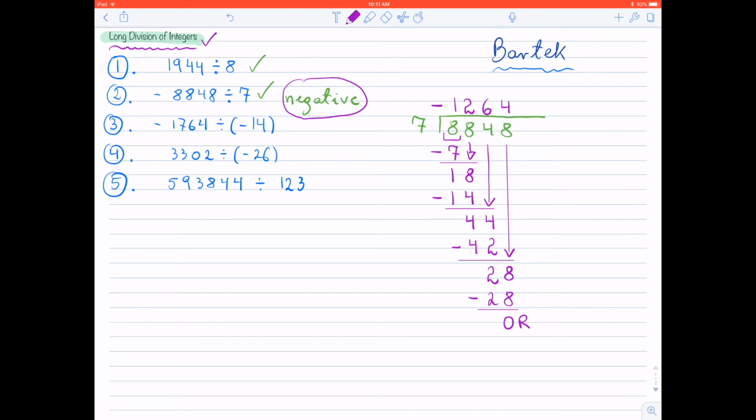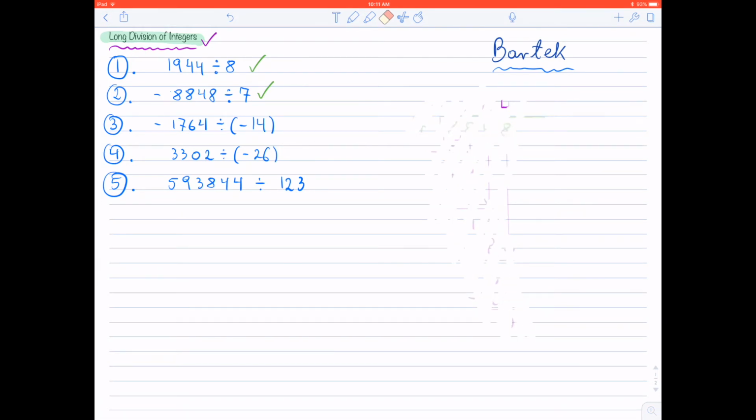Now let's take a look at what happens with double digits. The process is identical. It just becomes a lot more annoying because it's not as easy to see how many times a double digit goes into the others. So let's try question 3. I'll erase this off the screen here. And let's write down. Notice that we have a negative divided by a negative. So our answer will be positive.